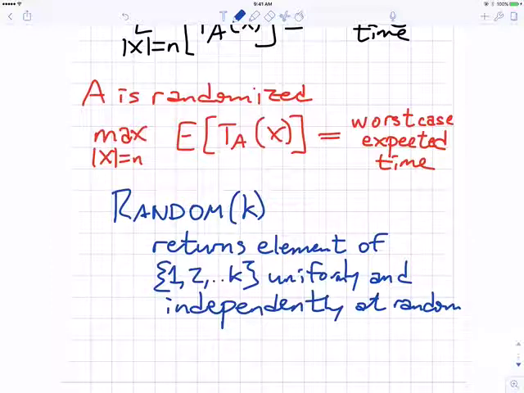Flipping a coin is calling random of 2. You either get a 1 or a 2. And you can later map those onto 0 and 1, or true and false, or Democrat or Republican, Bernie or Hillary, or whatever you want your random choices to be. But I'm just going to model the random choices by saying, for any positive integer k, I can generate in constant time a number between 1 and k chosen uniformly at random.